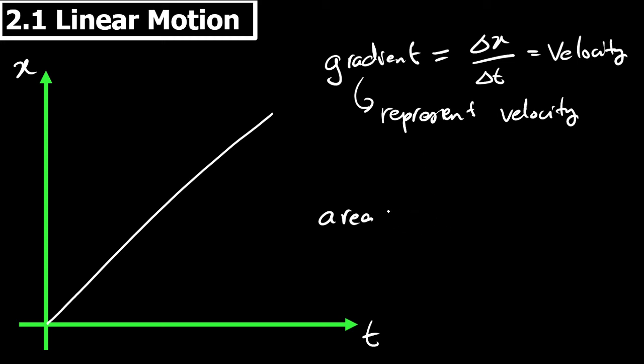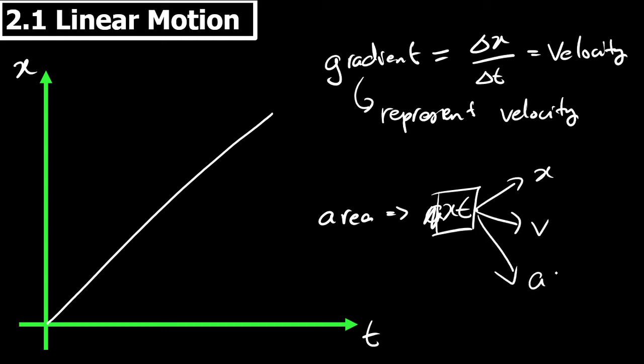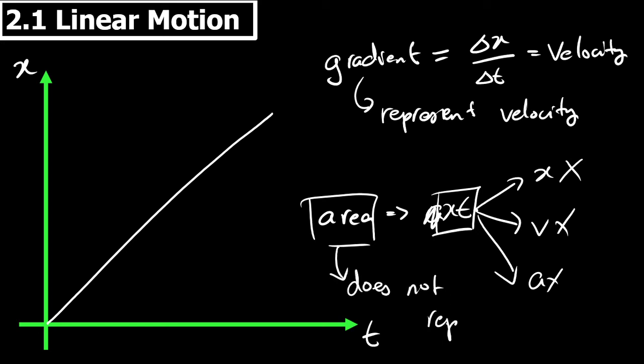The area under the graph is in essence x multiplied by t. Again, this does not represent any of the three. It doesn't represent x, it does not represent v, and it does not represent a. So in our syllabus, the area under the xt graph does not represent anything.